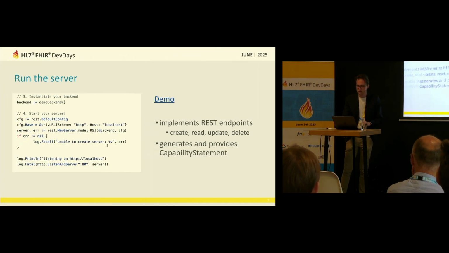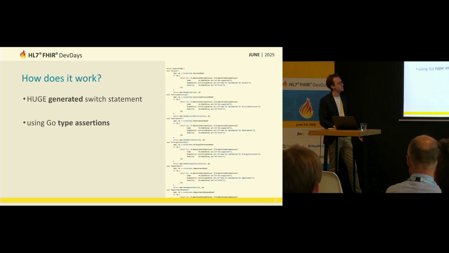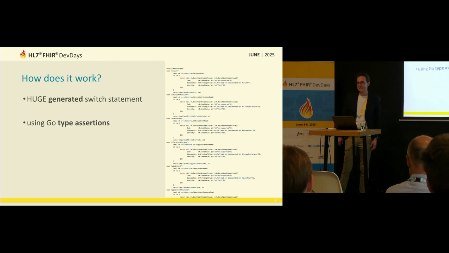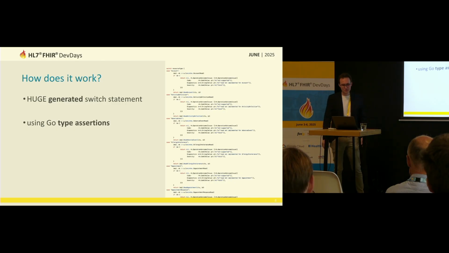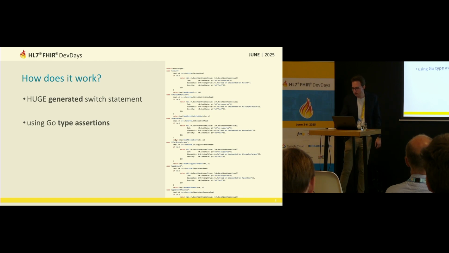Let's look a little bit behind the scenes. How does this actually work? In the end, it's just a long compiled switch statement. And it uses a feature in Go called type assertions, which means if we get a request for an Account, for example, then we check if the AccountRead interface is implemented for our implementation. If so, we just call the method on it. If not, we return an OperationOutcome.